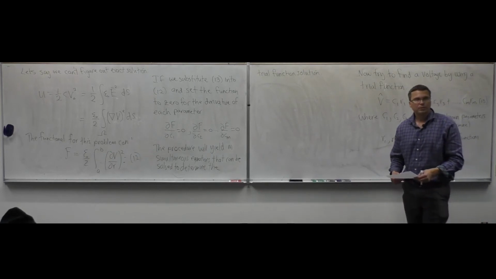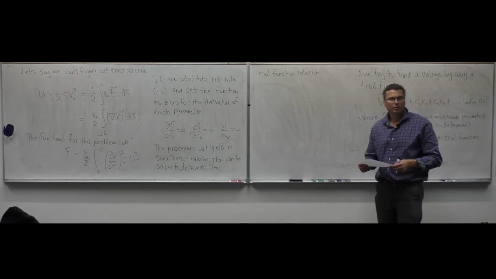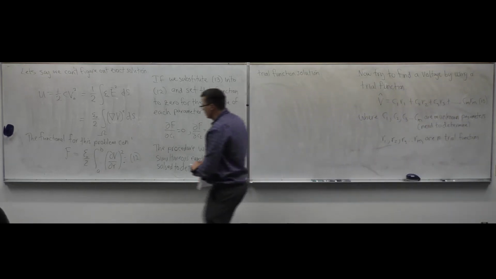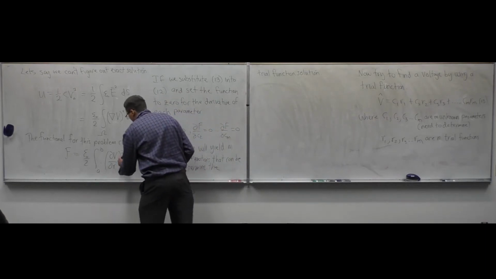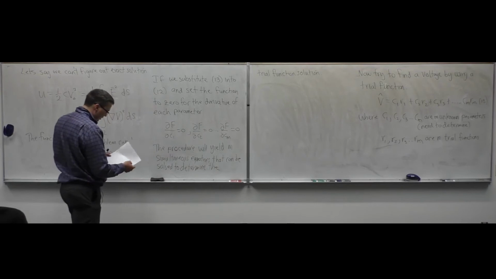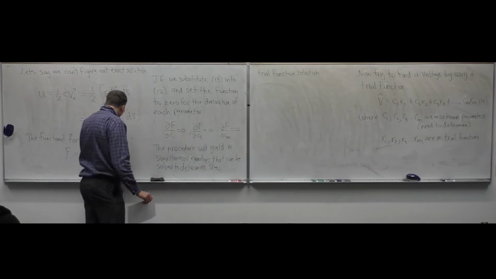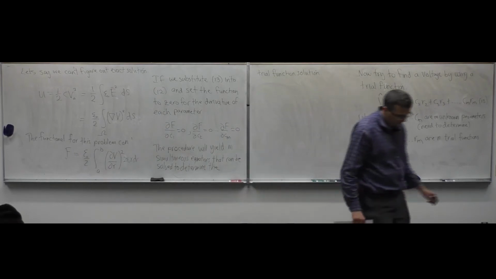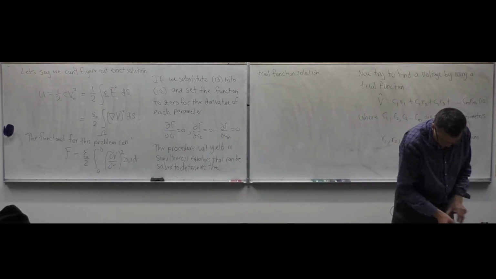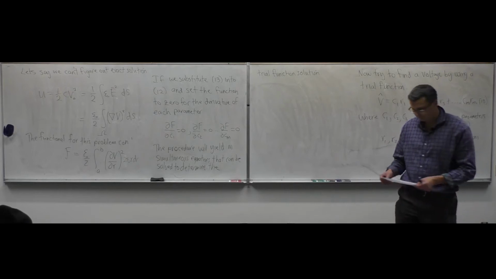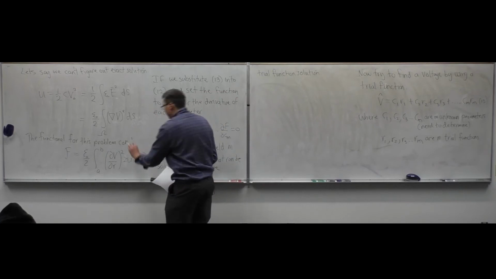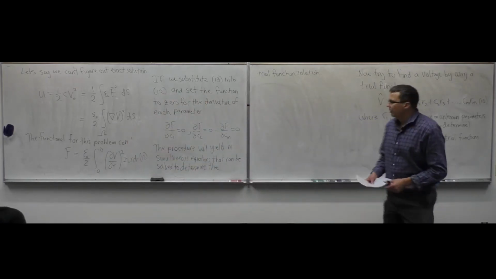The functional for the problem is epsilon over 2, integral from A to B. Is that equation? No, that's 12. Yeah, I just erased it. It's got the 2 pi r dr right on there. Yeah, that's this.